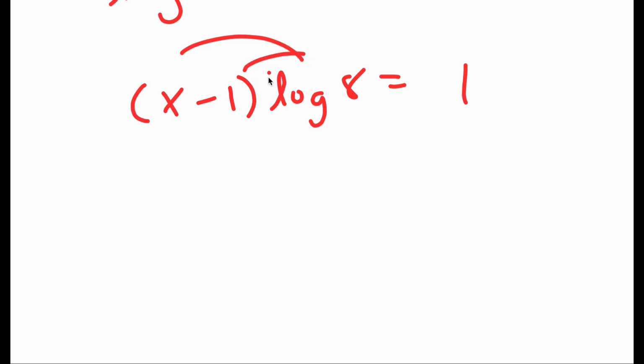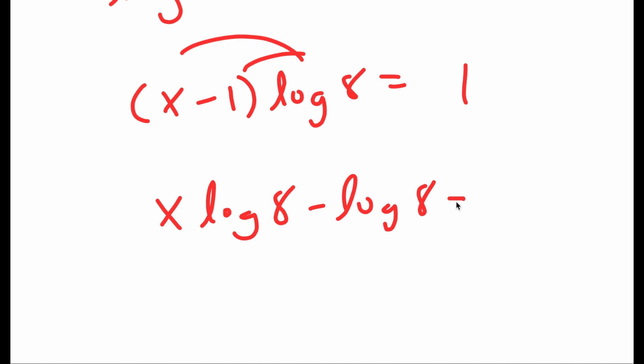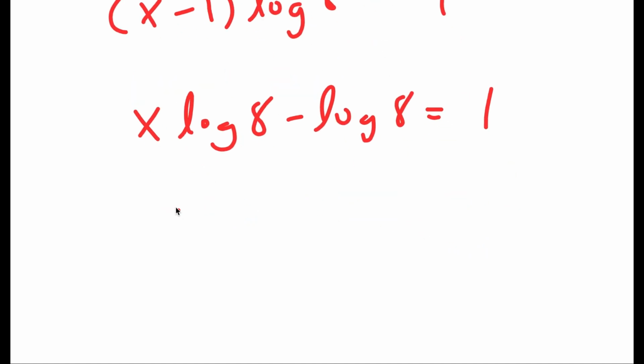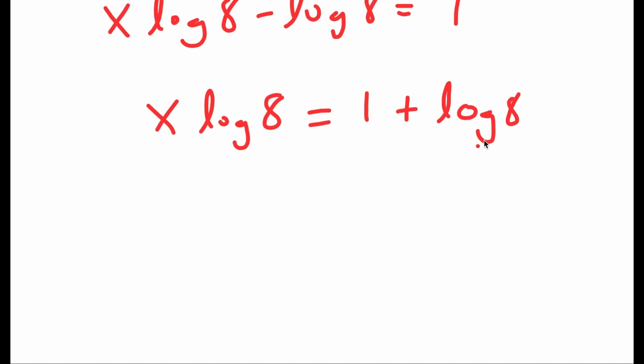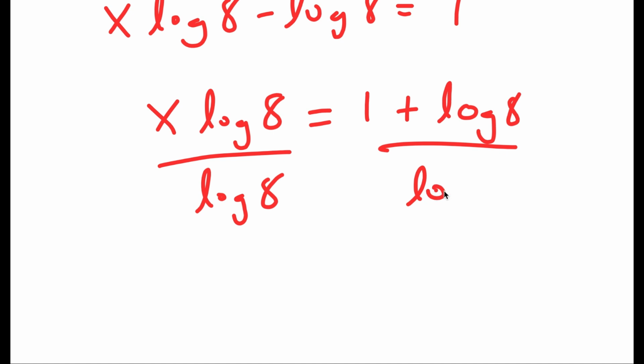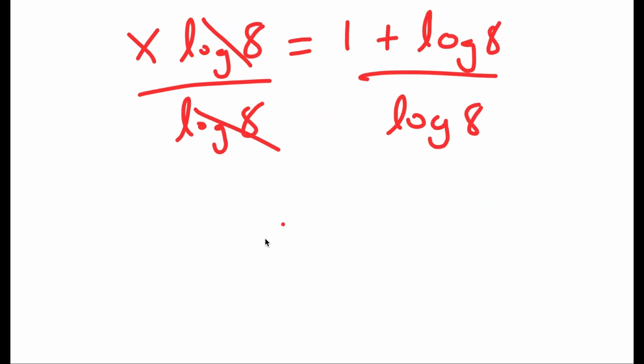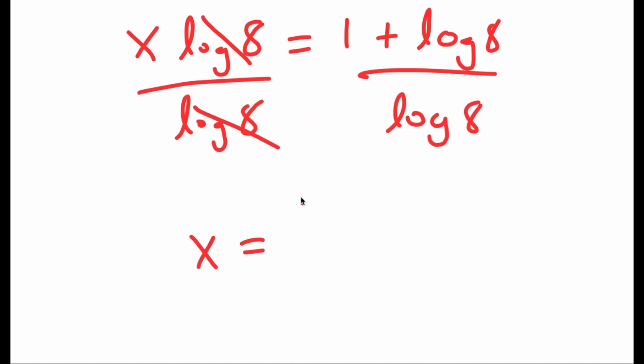Now I can distribute log of 8, so I get x times log of 8 minus log of 8 is equal to 1. And if I add log 8 on both sides, I get x times log of 8 is equal to 1 plus log of 8. And finally, I'm going to divide both sides by log of 8. So these two cancel out, and I get x is equal to 1 plus log of 8 over log of 8.